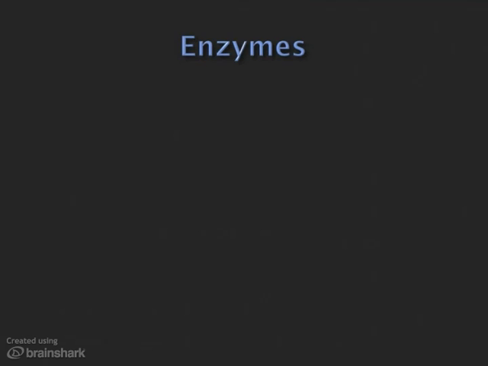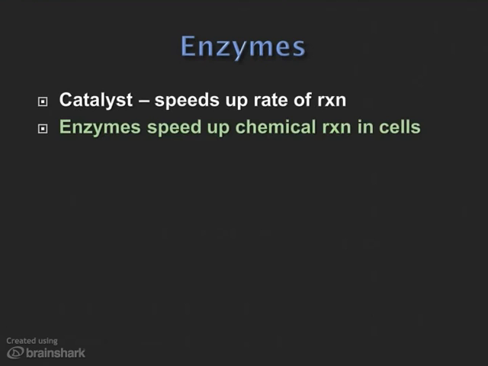Now, in your body, reactions oftentimes just don't happen by themselves. They are really way too slow. So your body has special chemicals in it called enzymes. Remember that a catalyst is a chemical that speeds up the rate of a reaction. Okay, it makes the reaction go faster. An enzyme is a biological catalyst.